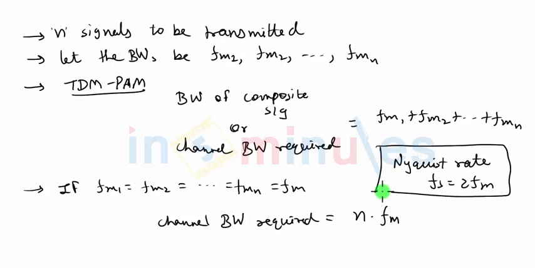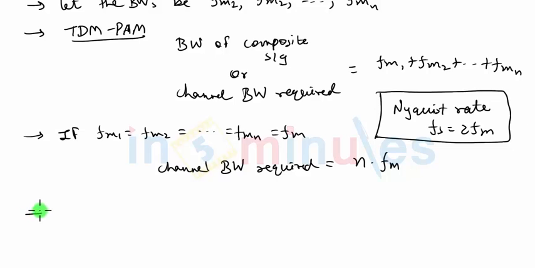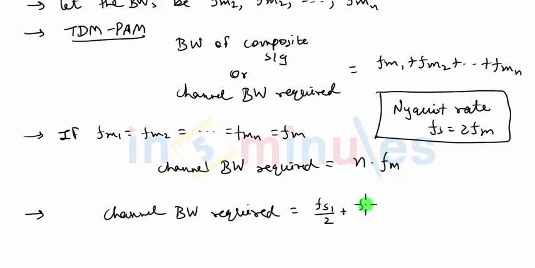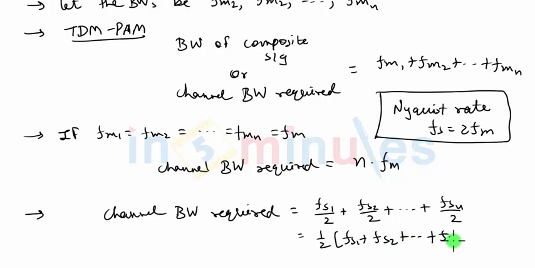Generally we always sample the signal at a value fs greater than twice fm, and if that is the case, then we have to use another expression of the channel bandwidth required. The expression will be in the form of the sampling frequency that we are using. So in that case it will be nothing but fs1 by 2 plus fs2 by 2 up to fsn by 2, where fs1 is the sampling frequency used for the first signal, fs2 is the sampling frequency used for the second signal, and so on. So I can keep this half outside, and it will be fs1 plus fs2 plus dot dot dot fsn.